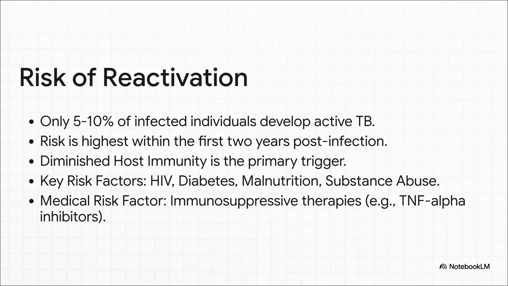Now, what's fascinating is that for most healthy people, that prison holds. Only about 5 to 10% of people with latent TB will ever develop the active disease. But that risk isn't static. It's all about the strength of the guards, your immune system. Anything that weakens host immunity, like HIV, or even medical treatments like TNF-alpha inhibitors that specifically target the immune pathways keeping those bacteria locked up, dramatically raises the risk of that latent infection waking up and reactivating.